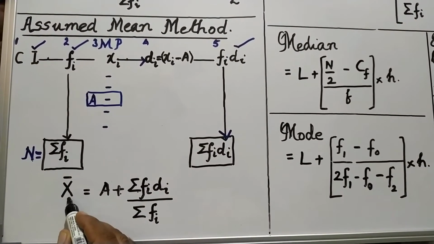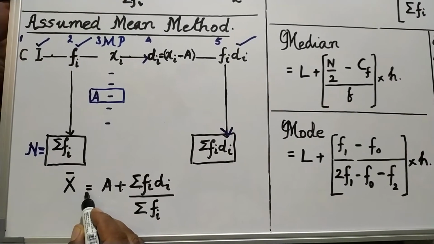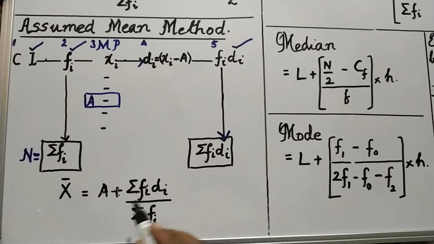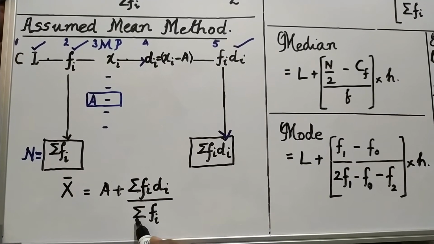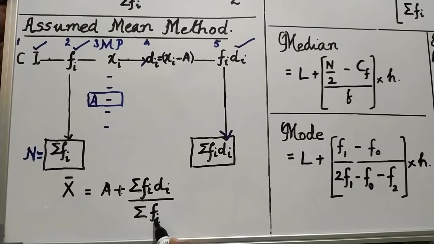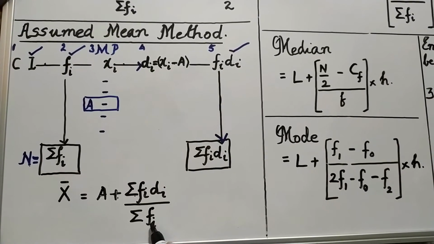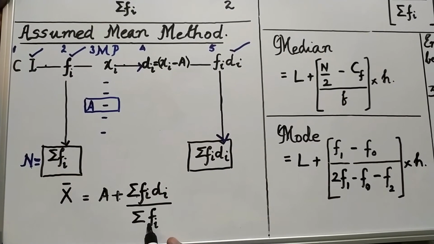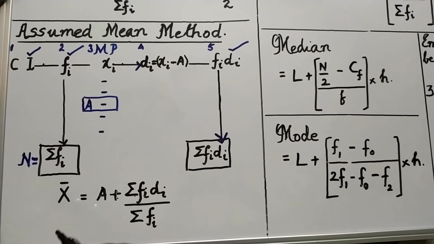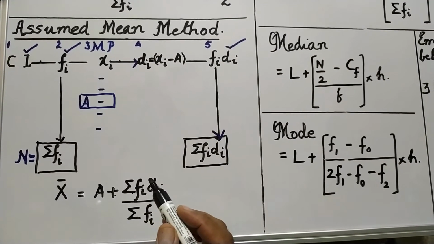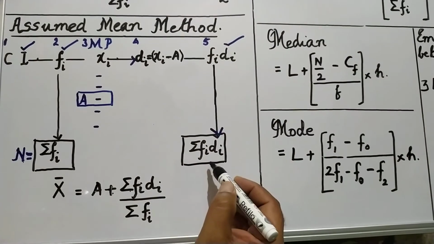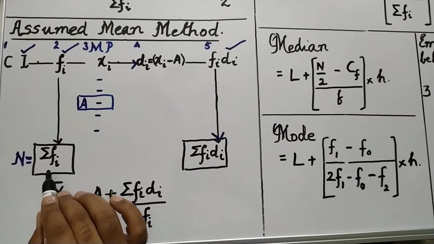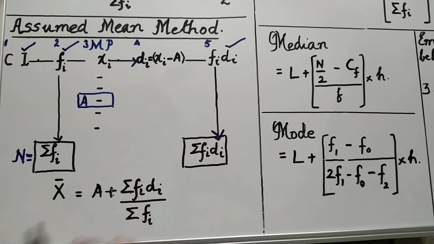And the mean x bar is calculated by assumed mean A plus sigma fi di by sigma fi, or A plus sigma fi di by n. Or you can also remember it as the sum of the fifth column divided by the sum of the second column plus A.